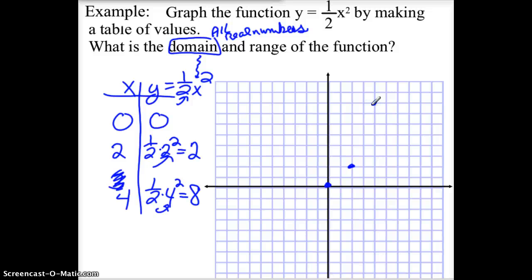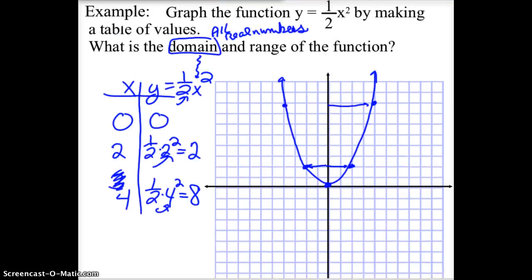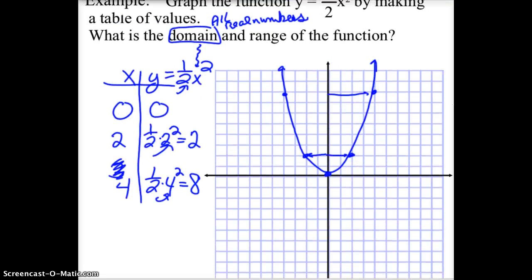And again, now we're going to use that symmetry here. If I go 2 to the right, I'm going to go 2 to the left. Here I'm 4 to the right, I'm going to go 4 to the left, and I'll get this parabola right here. And we talked about the domain is all real numbers, and the range of my function again is never drops below this red line.